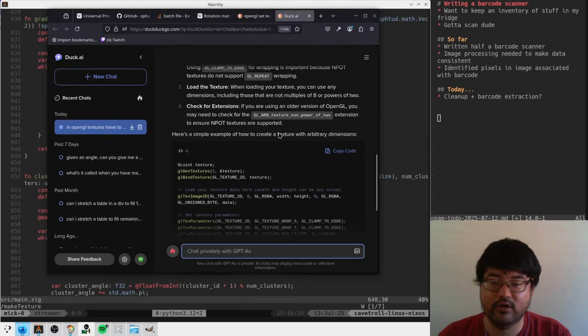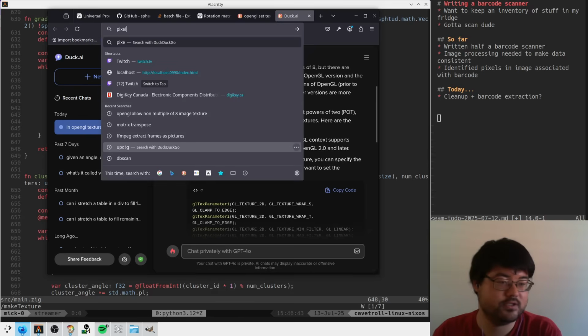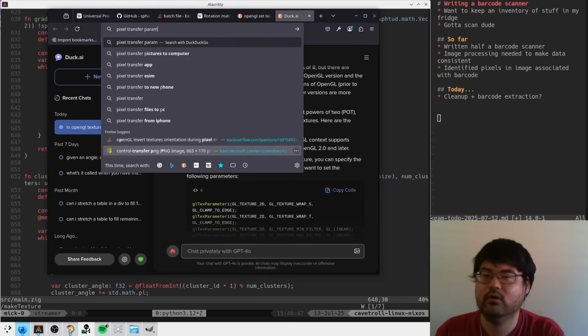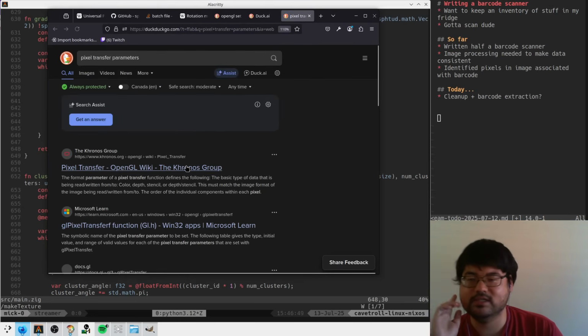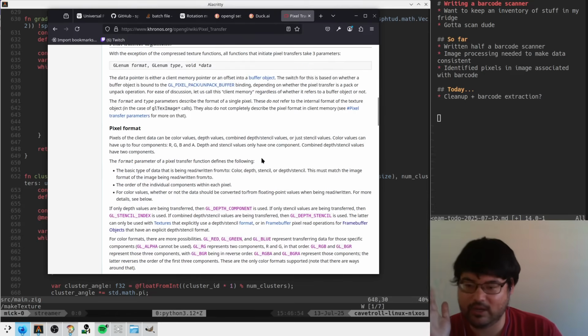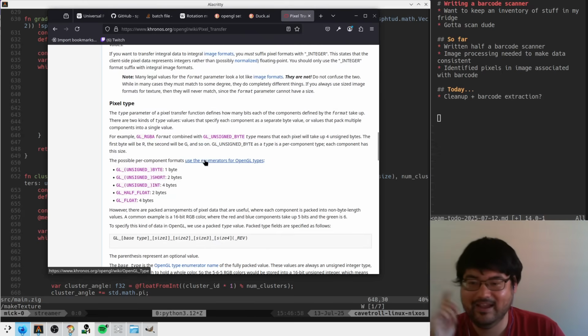Shut up, dude. This is not what I'm looking for. Pixel transfer parameters, if I remember correctly. Thank you. Dude, I wish these LLMs, the whole point of them is to fix this. I don't know how to Google what I'm looking for, but I know it exists. Help? And he's like, nah.